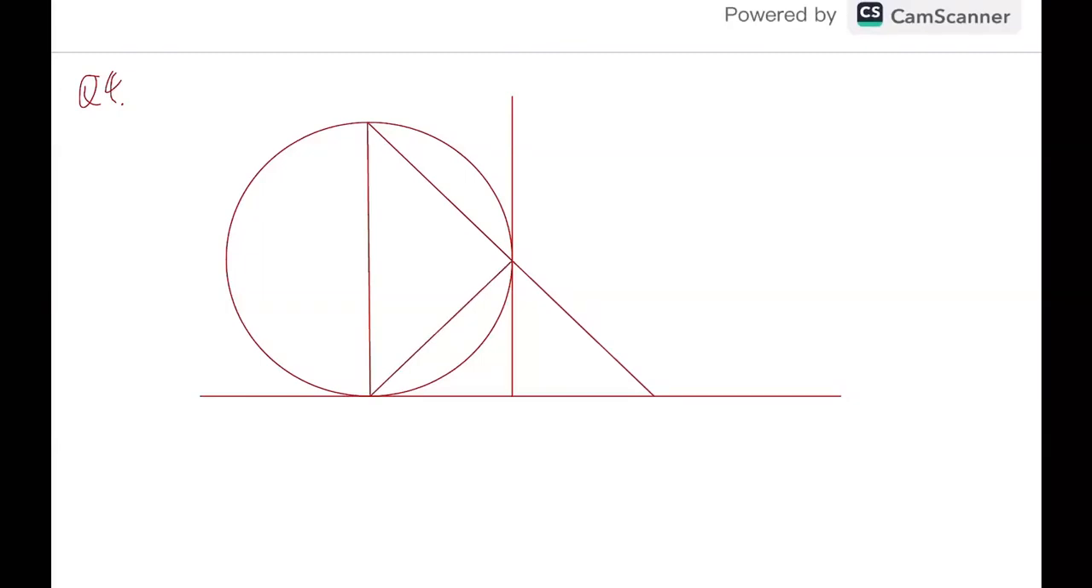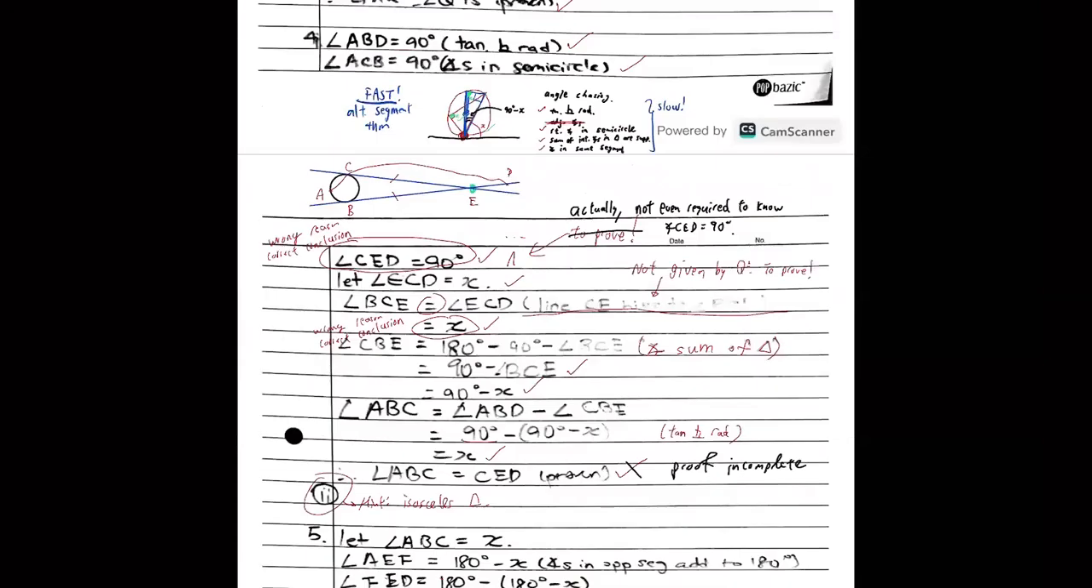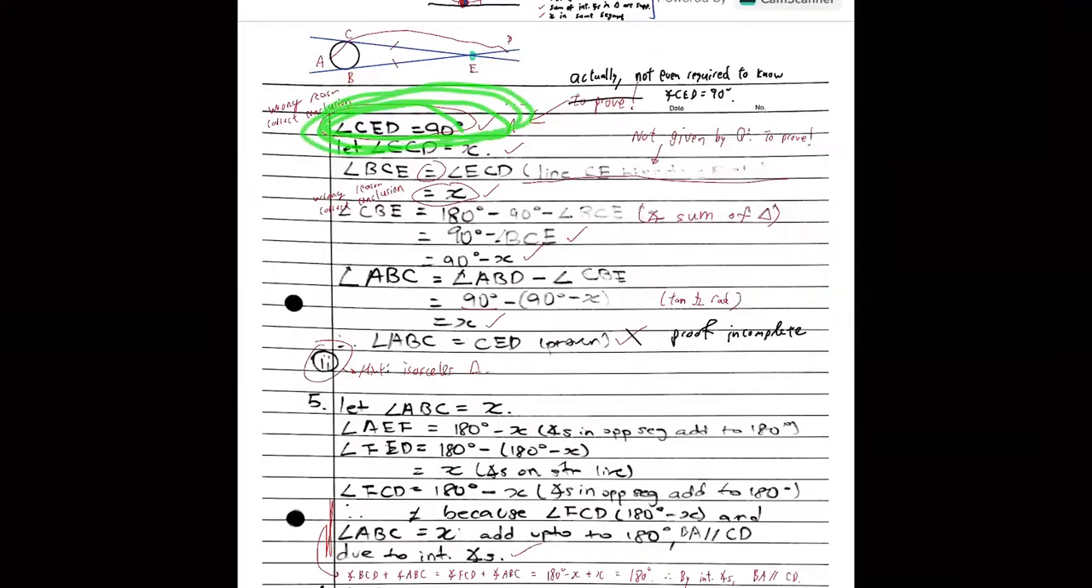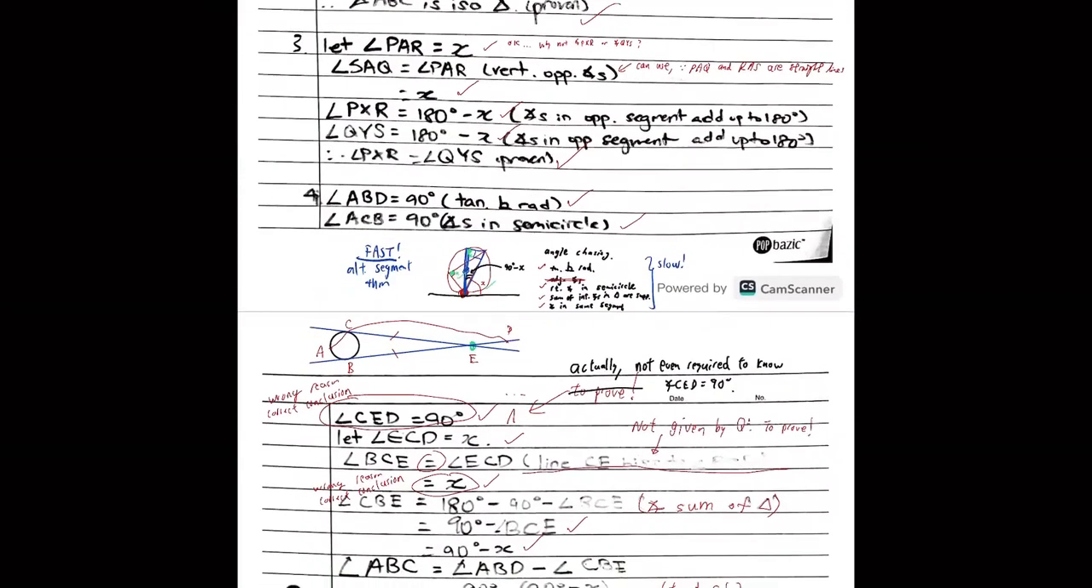What are the names of the points? A, O, B, E, D, and C. Right? Can you see whatever I'm drawing? Okay, good. So what was the assumption you made? You made the assumption that angle CED equals 90 degrees, but actually this is not required. Let me show you a different way to do this without assuming CED is 90 degrees. Question 4, part 1.